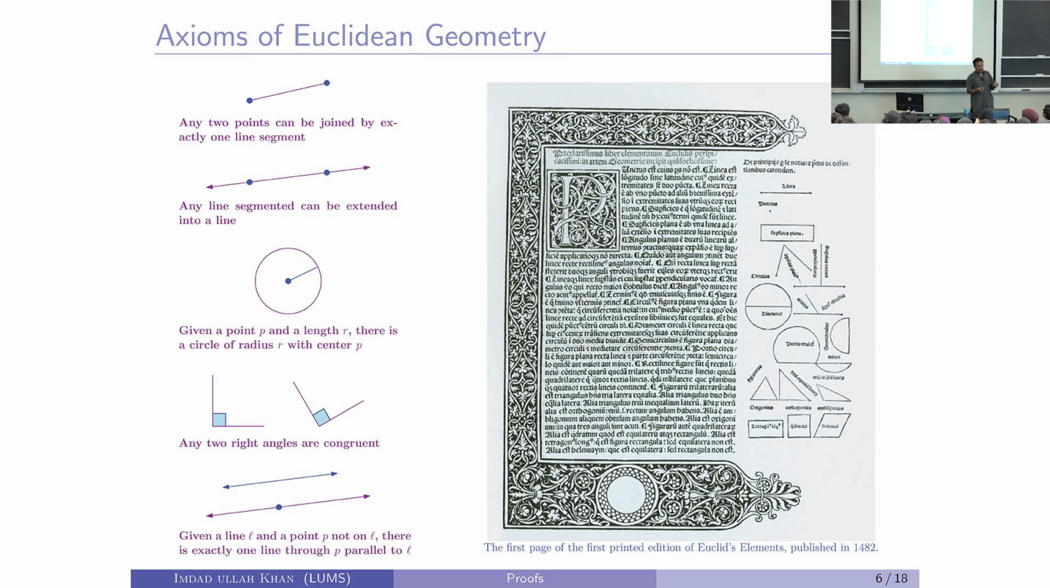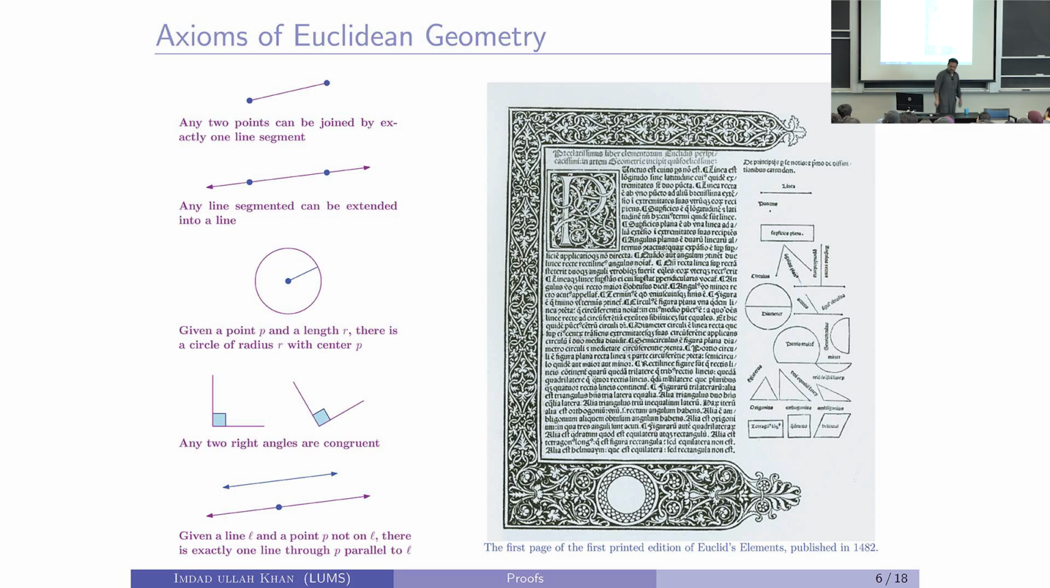So here are some axioms of Euclidean geometry. This is Euclid's Elements. So one of the first pages of that has these kinds of statements, right? Any line segment can be extended into a line. You give me a segment, I can extend it to an infinite line, right? Any 2 points can be joined by exactly one line segment, and that's the shortest path, the shortest distance between these 2 points. Given a point P and a length R, I can always draw a circle of radius R around the point P, right? So we say there is a unique circle around this point P of a given radius R.